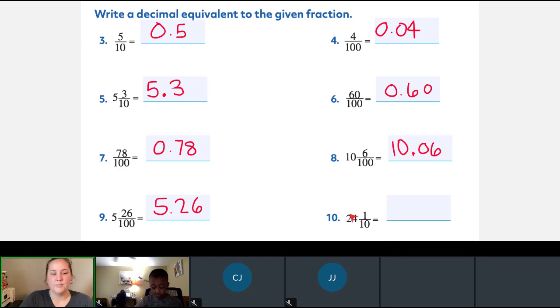Number 10, your whole number is 24. So you write that first, then determine what your decimal is. Here it's only out of 10, so 1 over 10. So we're just going to put 0.1. 24.1. Okay, let me know in the chat box when you are finished with these problems.